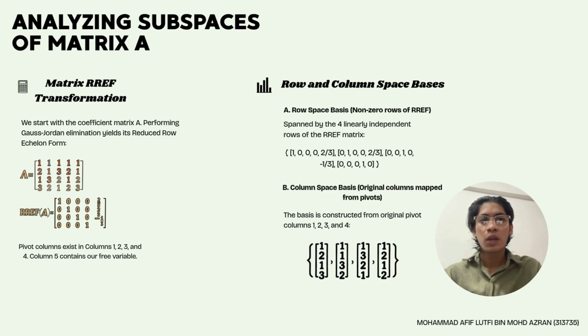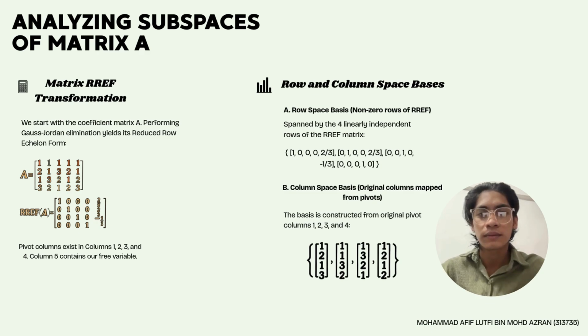From this RREF, we can extract two vital subspaces. First, the row space basis, spanned by the non-zero rows of the RREF matrix, gives us these 4 distinct vectors. Second, the column space basis: since pivot columns exist in the first 4 columns of RREF A, the corresponding original columns in matrix A form our column space basis, mapped out here in our visual vectors.